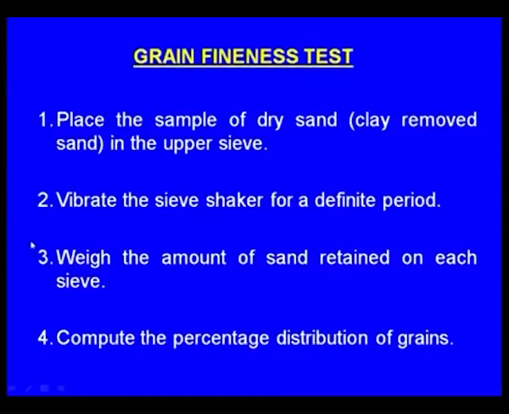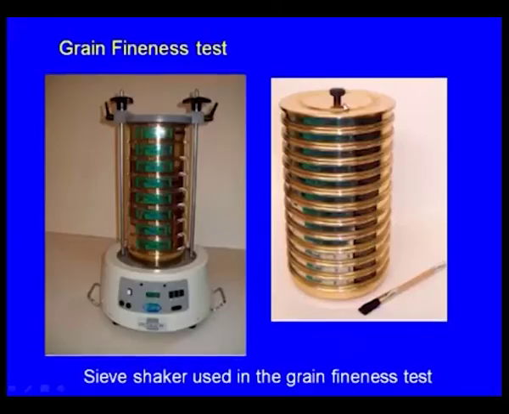This is the way: place the sample of dry sand, after removing the clay, in the upper sieve. Generally people place 50 grams or 100 grams. Remember it is dry sand and free from the clay. We open this lid and here we place that dry sand, 50 grams or 100 grams.